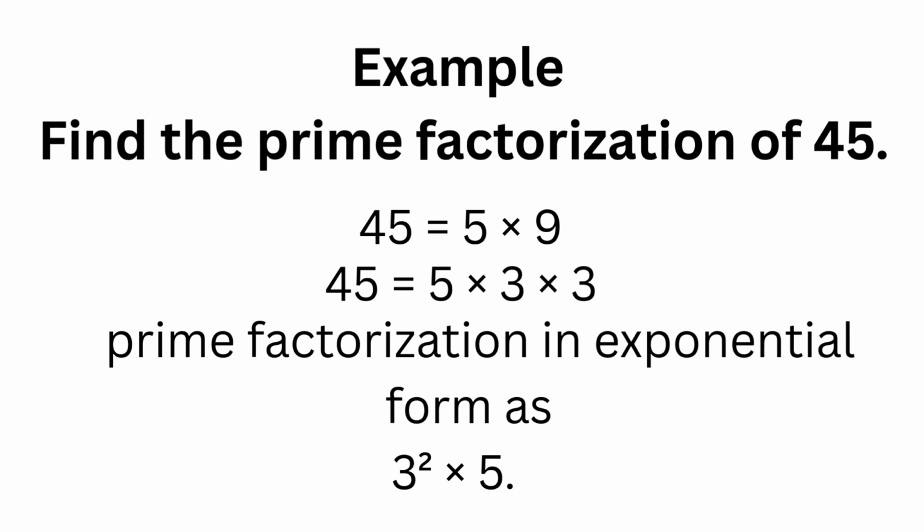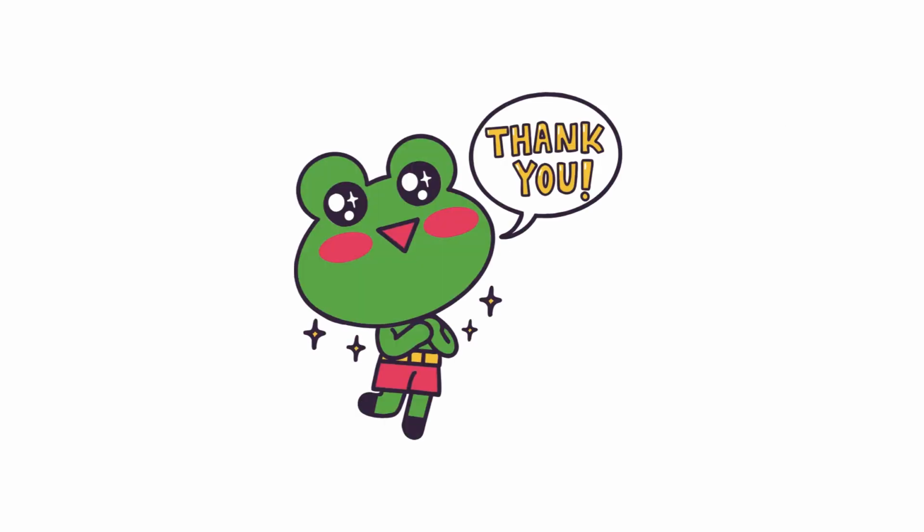In exponential form, the prime factorization of 45 is 3 to the power of 2 times 5. That's all for today's topic. I hope this explanation helped you understand prime factorization and product of primes clearly.